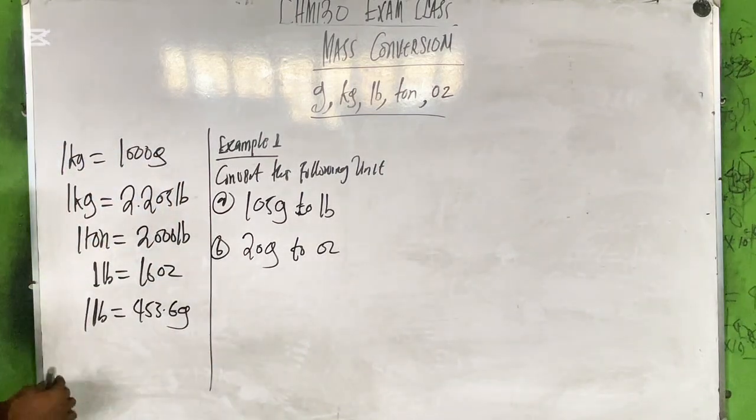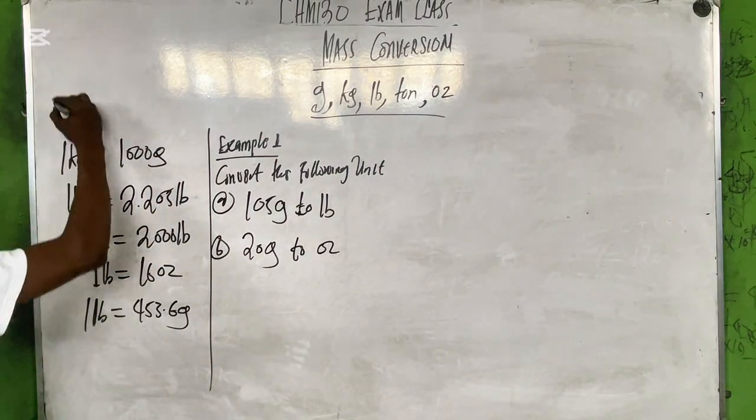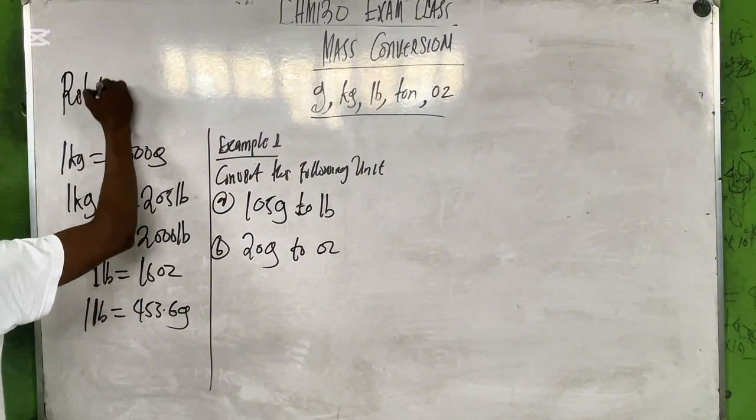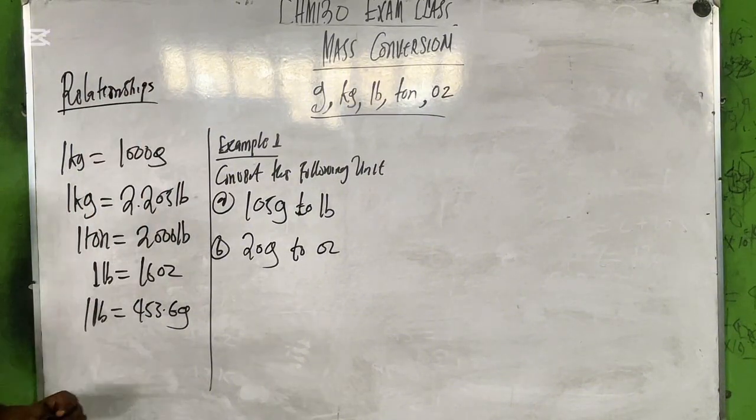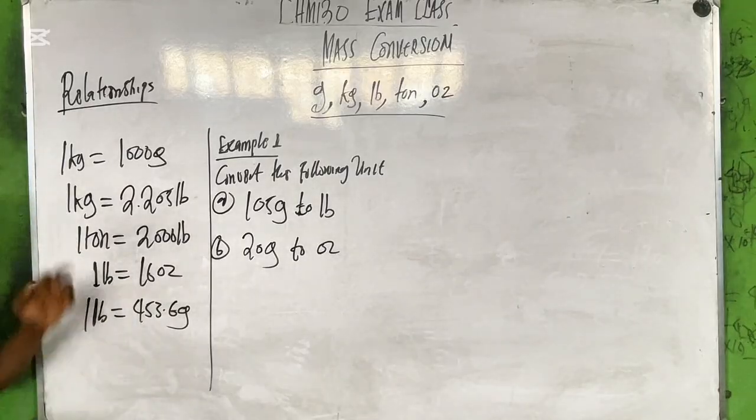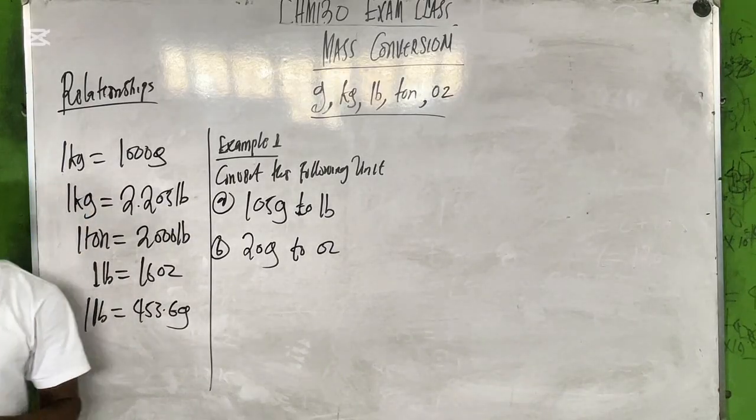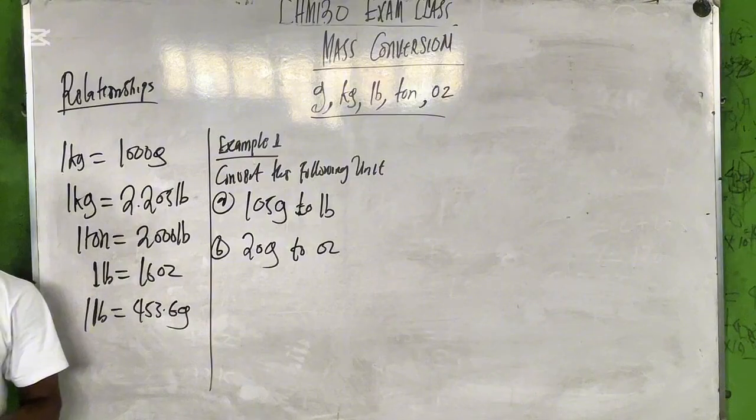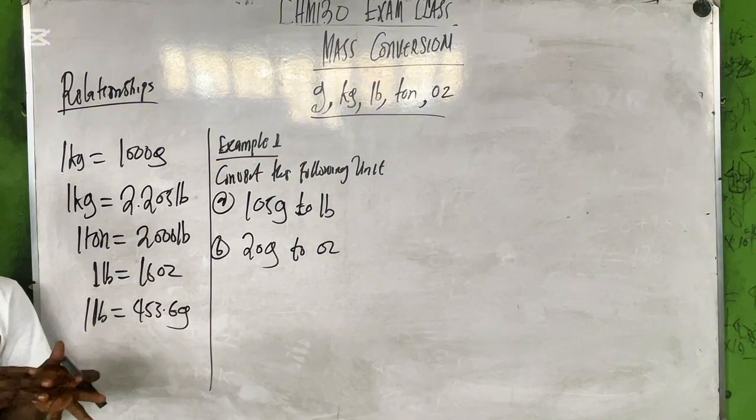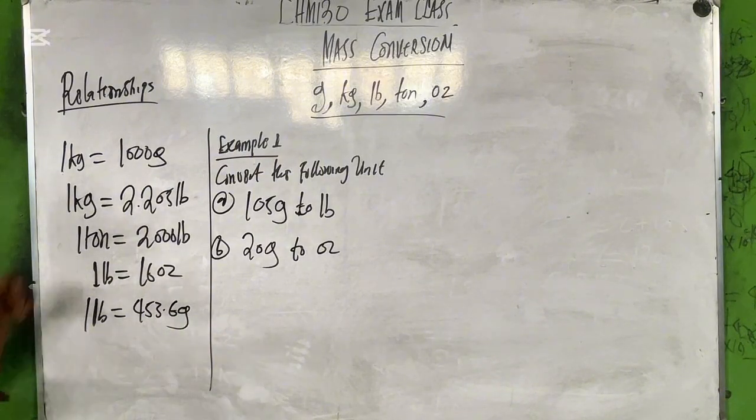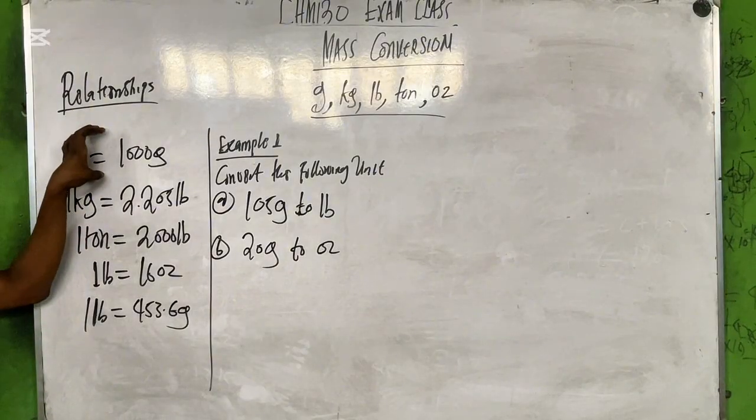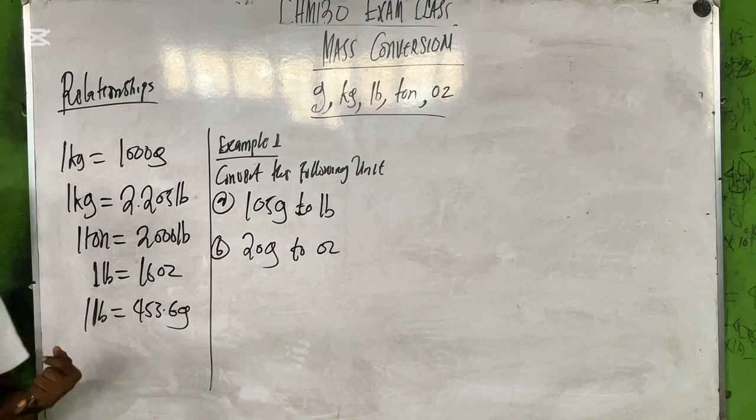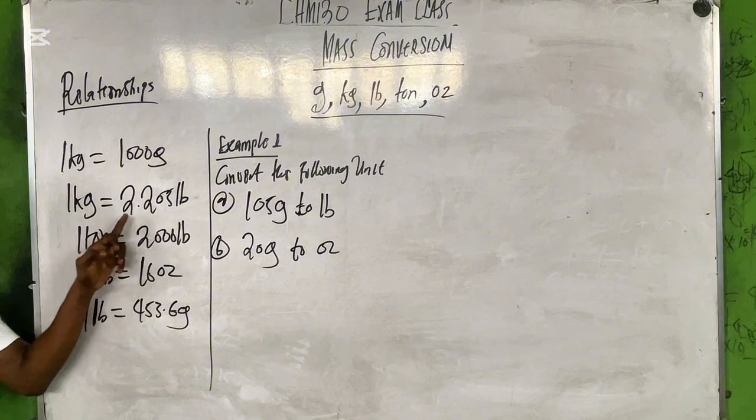Good. Now, these are the relationships that have been established. 1 kilogram equals 1,000 gram. So if you are converting from kilogram to gram, you use this relationship, right?